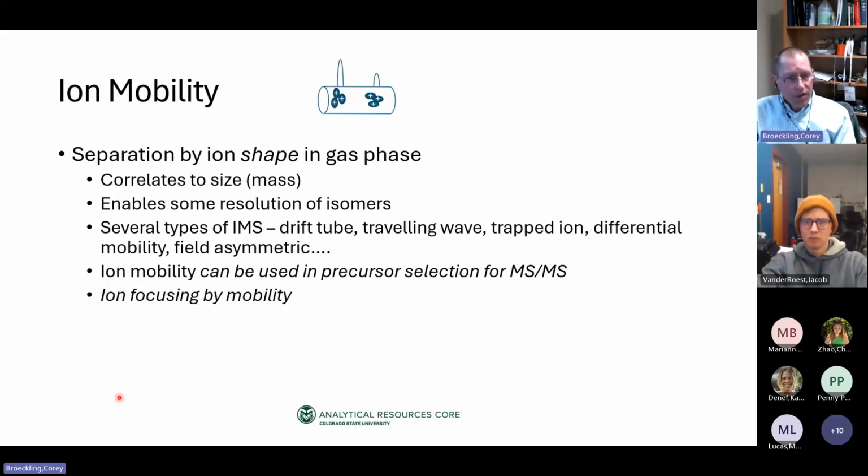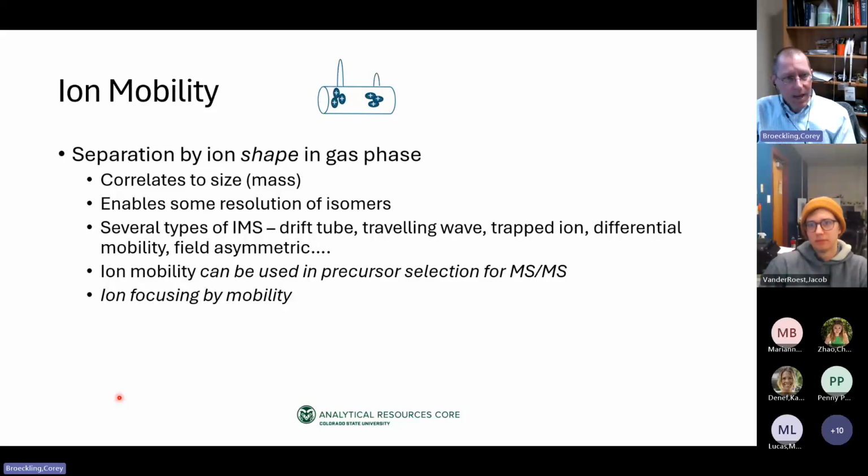And shape does correlate to size. A small ion of low mass will have low volume as well, and that impacts the shape. But an ion of high mass will have a high volume, and that impacts shape. But you can have 2 ions that have the same mass, where their ion mobility shape is a little bit different. So you can see then how that might be valuable.